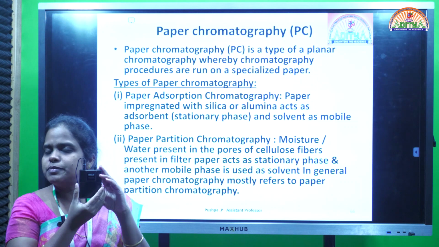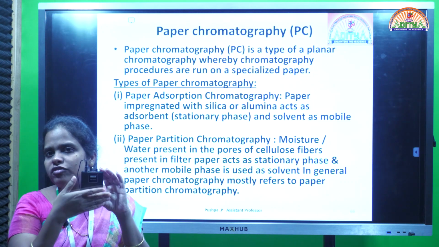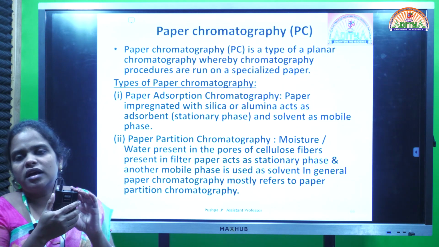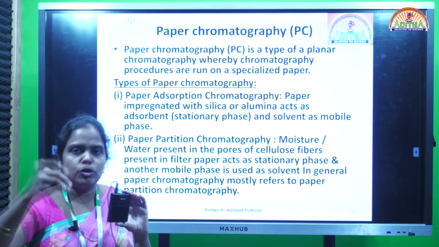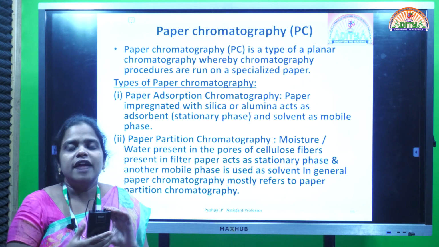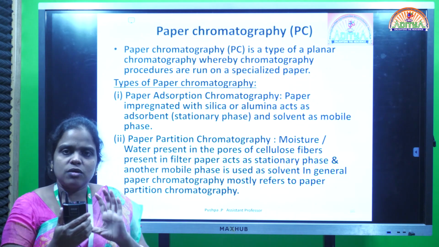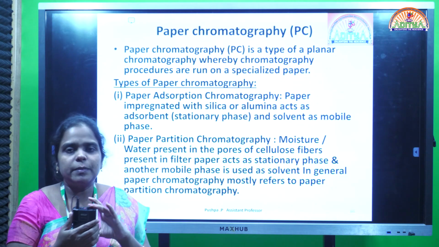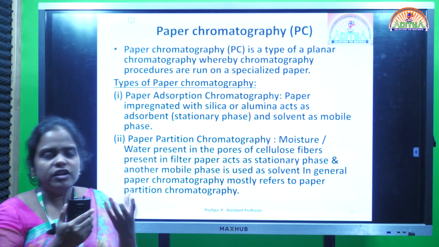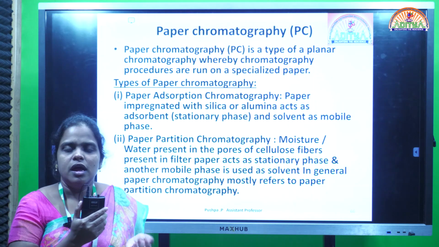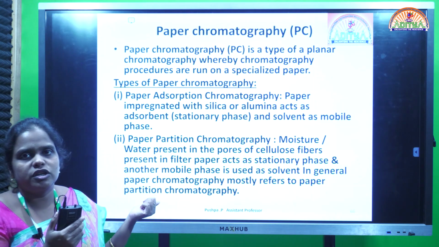First of all, we take that specialized paper. On it we apply silica or alumina, or we impregnate or soak the paper in the silica or alumina slurry, and we dry it. That is called the specialized paper. That paper we use for the chromatographic separation. And the mobile phase, as we already know, will be liquid only. Okay, this is paper adsorption chromatography.